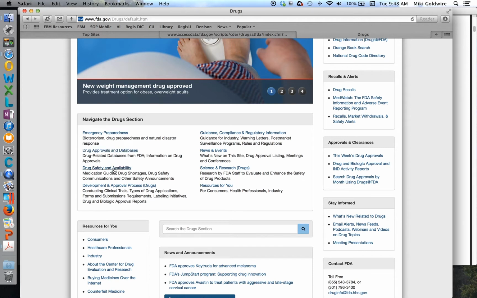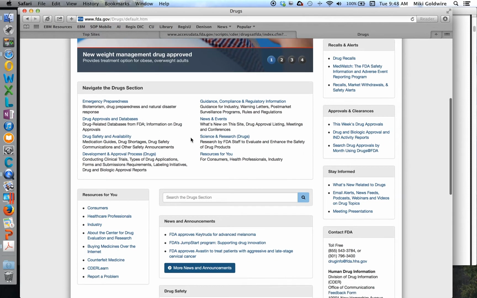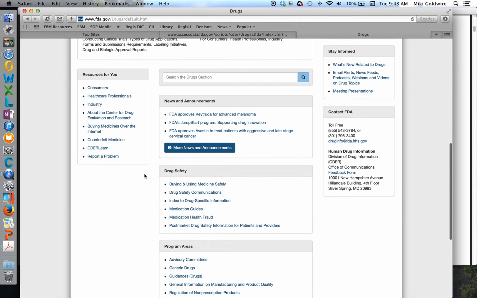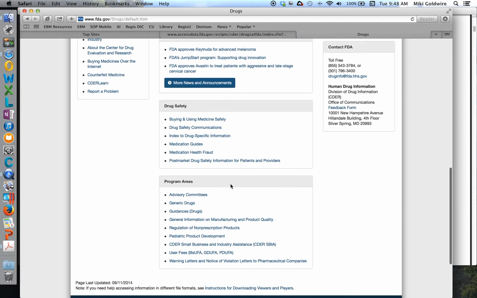You can see safety information, guidance and regulatory information, preparedness. And then there's other information here for consumers, for healthcare professionals, for industry partners. There's news and announcements, and there's drug safety, and then program areas at the bottom.